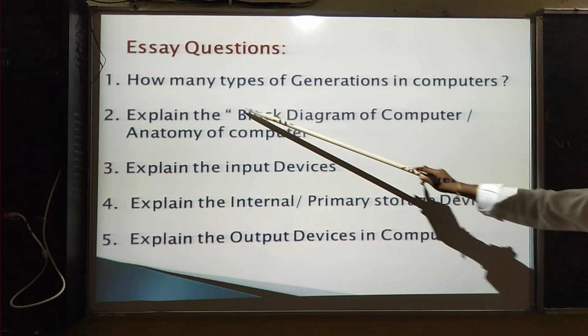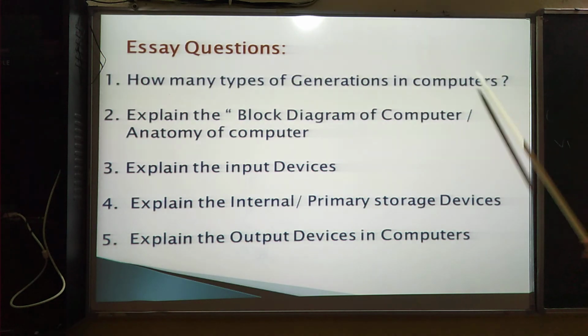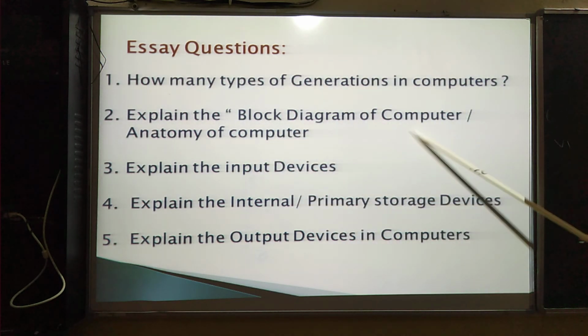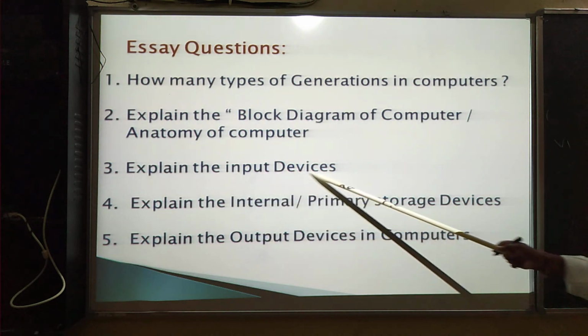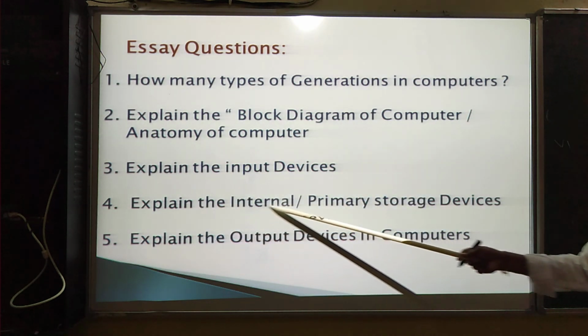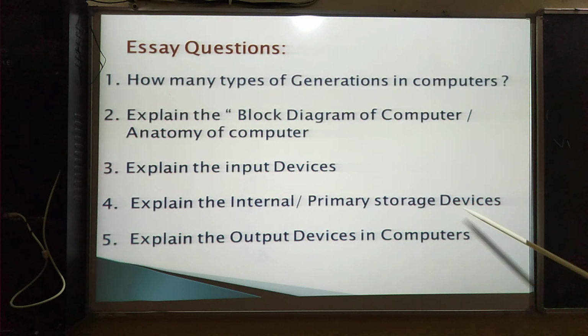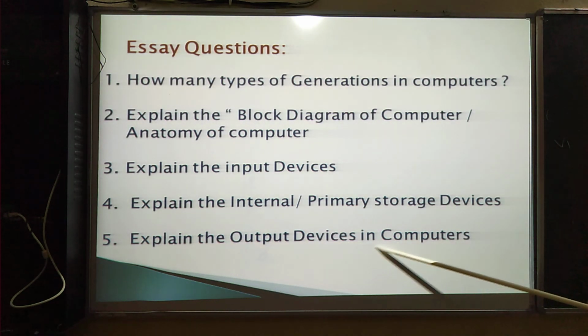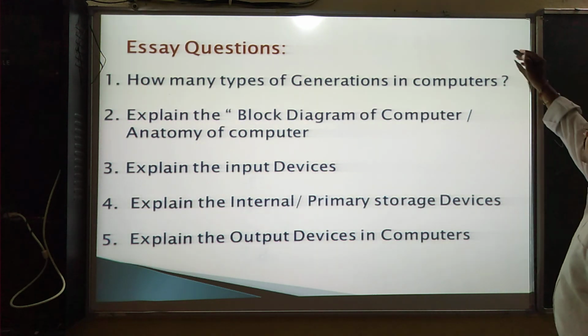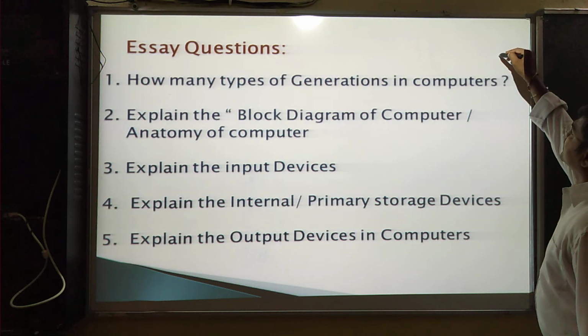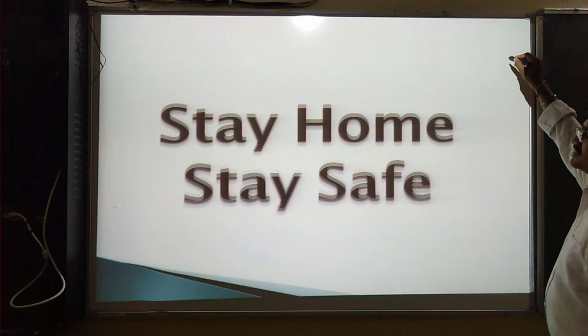You should write down: how many types of generations in computers, explain the block diagram of computer or anatomy of computers, explain the input devices. Fourth one, explain the internal and primary storage devices. Fifth one, explain the output devices in computers. So these 5 questions are very important questions for the first unit. So read and write the questions.